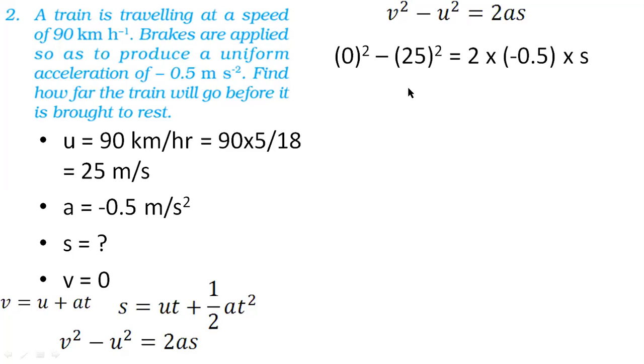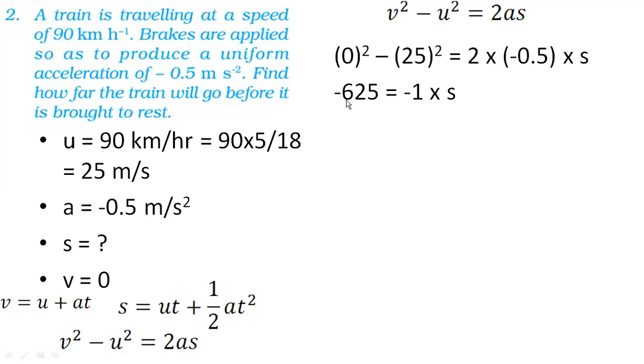So 25 square is 625. That we already know. That minus sign will remain as it is, because it is not inside, it is outside. So hence this sign will remain as it is. Then 2 into 0.5 is 1. That actually 2 into 5 is 10, but because of this point, that 0 will be cancelled. So it will become minus 1 into s.